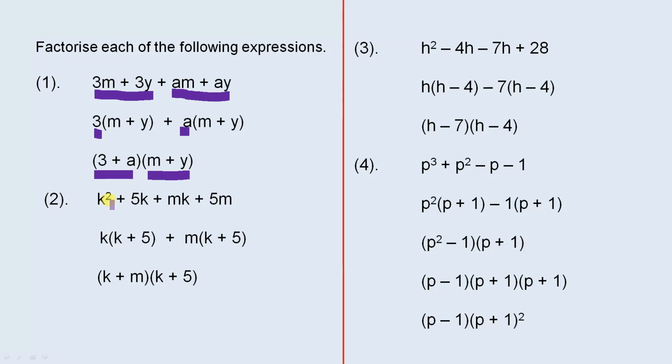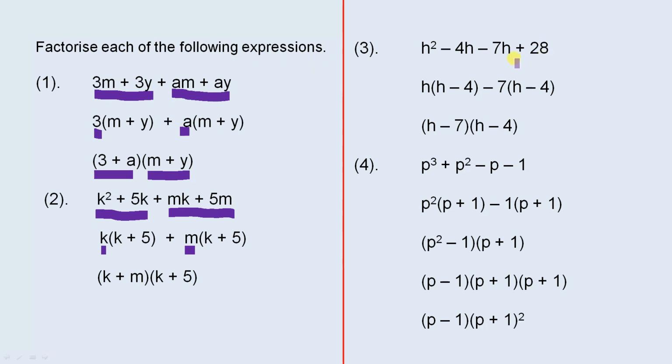Number 2, we have this expression here. For the first two terms, k is the HCF, so we take that outside to give us k plus 5. For those two terms, m is the HCF, so we take that out to give us k plus 5. So the factoring will be k plus m, k plus 5. So we take each HCF, k and m, k plus m, and then we write k plus 5. And when we multiply those out, that gives us the original answer.